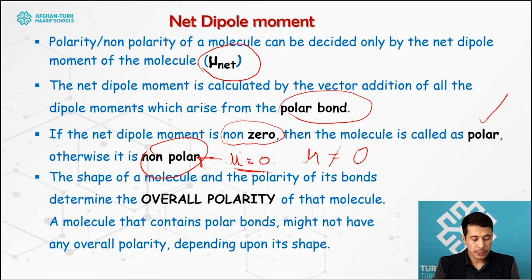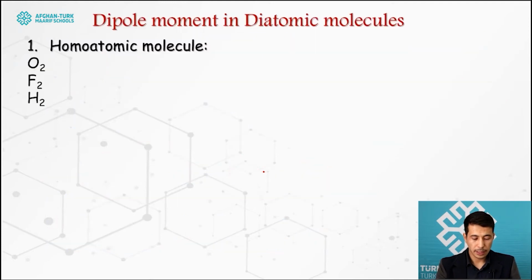The next thing is, the shape of a molecule and polarity of its bonds determine the overall polarity of a molecule. A molecule that contains polar bonds might not have any overall polarity. Overall polarity means the dipole moment of the molecule. Maybe sometimes we see that all the bonds of a molecule are polar, but still the molecule is not polar. The molecule itself is not polar. Only the bonds are polar, which means that it will not have any dipole moment.